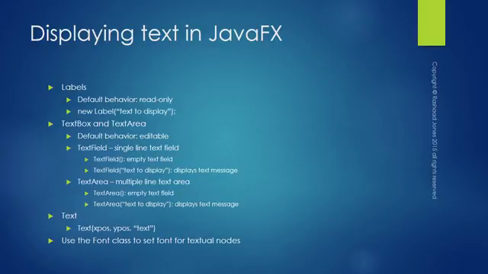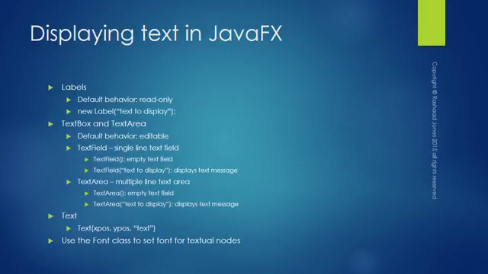All right, so let's talk about displaying text in JavaFX. There's several ways of doing it, and this is really important because in most cases when you have a UI, you're going to want to show text. So you want to make sure you know the different ways of doing it. The first way is a label. With a label, I believe the default behavior is read-only, which means it cannot be edited by the user. And you just create a label object, new Label, and then whatever you put inside the parentheses would be what gets displayed on the label.